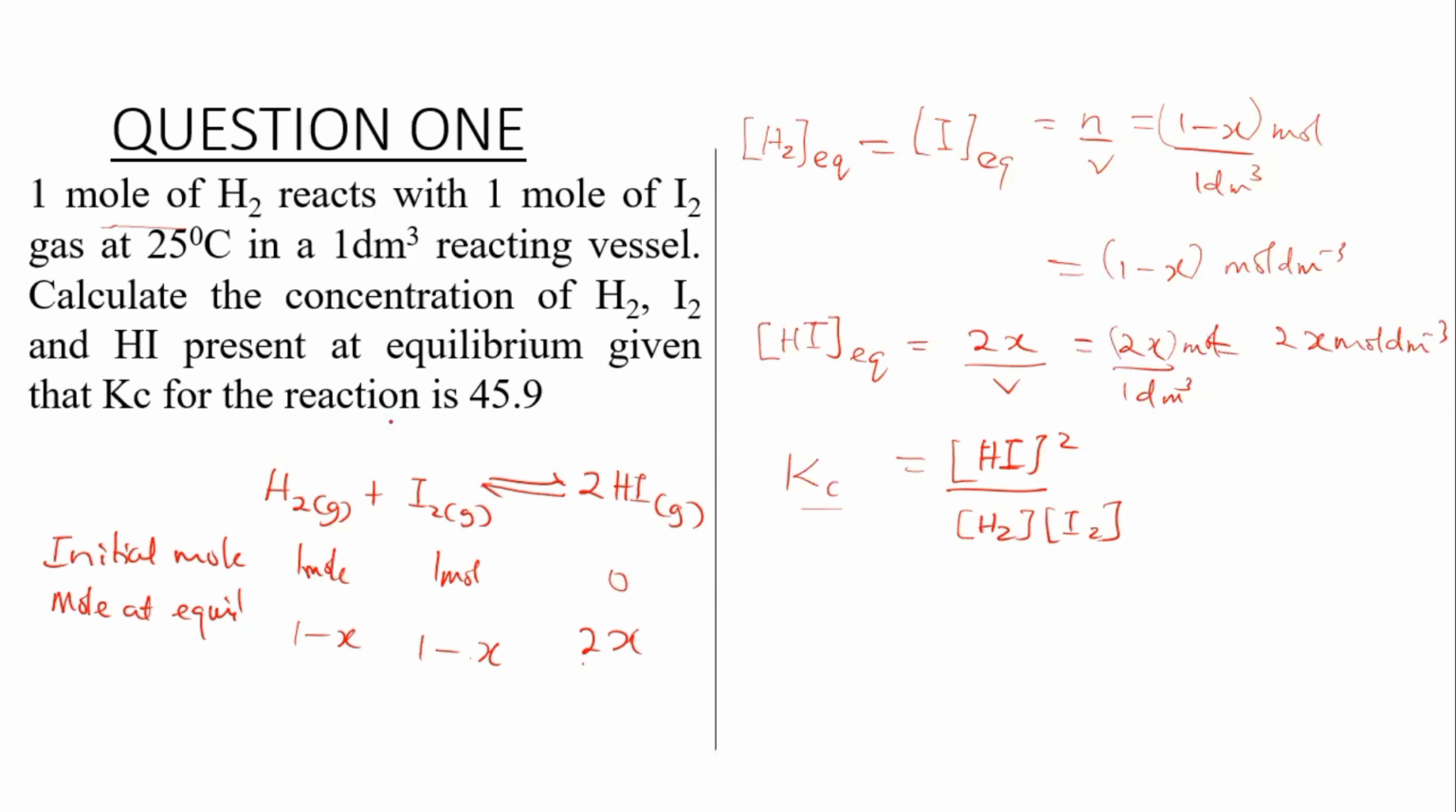Now, this Kc will be given as 45.9. So this one is going to be 2x squared divided by 1 minus x and 1 minus x. So those are the concentrations of the others. All right, so what do we do? We cross multiply.